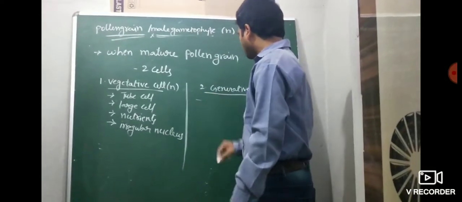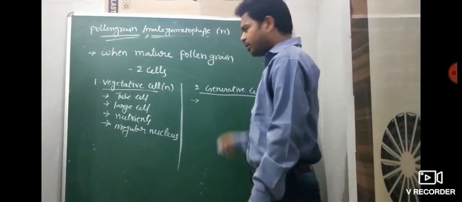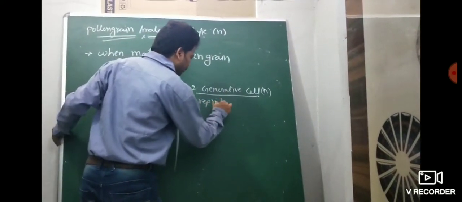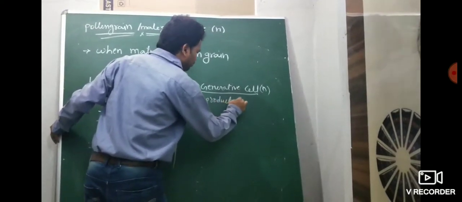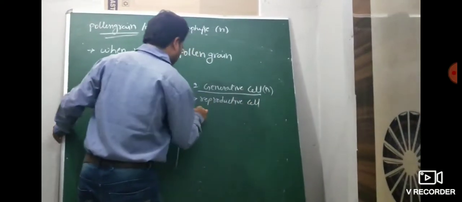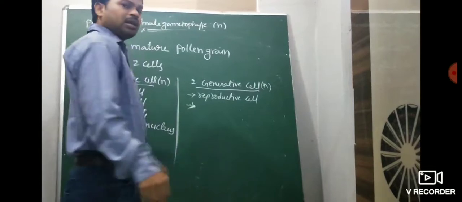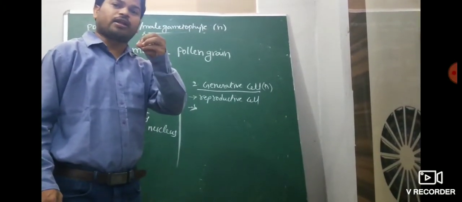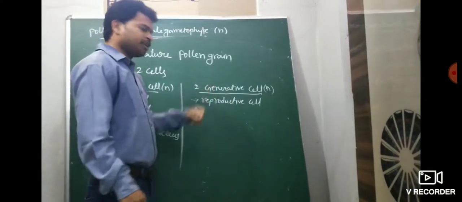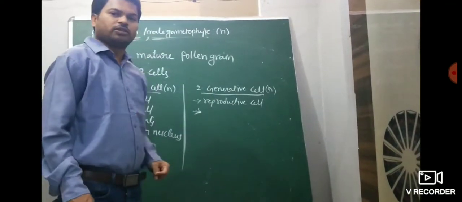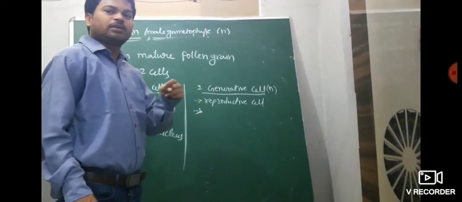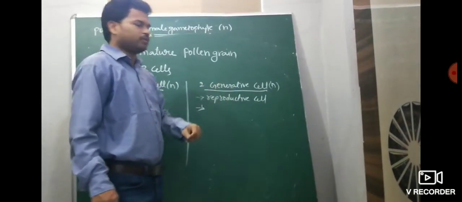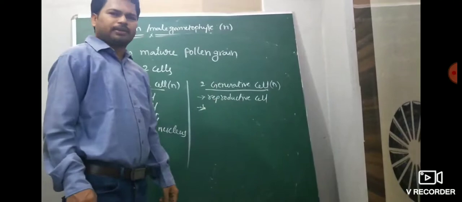Then come to the generative cell. It is also called a reproductive cell. So why is it reproductive? Generally for fertilization, male gametes are required. The male gametes are produced by the generative cell by mitotic division. That's why it is called the reproductive cell.